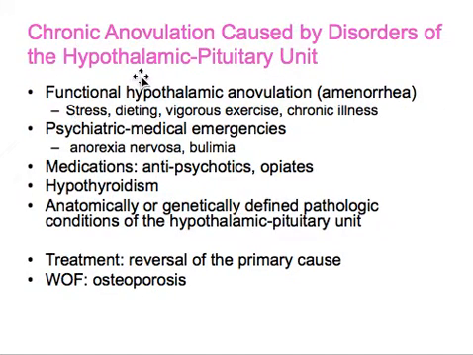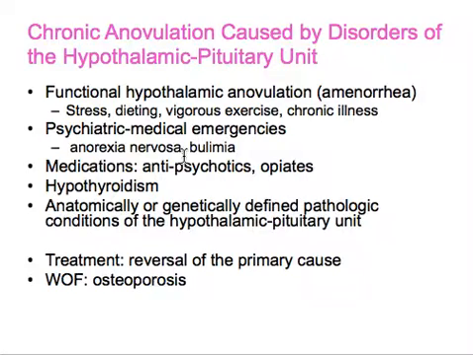So if the problem is in your hypothalamic pituitary unit, the most common is your functional hypothalamic anovulation or your functional hypothalamic amenorrhea. And this is usually very, very common in young female athletes or young female ballerinas who are under a lot of stress, who are always on dieting, very thin patients, or those who are required to do vigorous exercise, as I mentioned, athletes, or those with chronic illness. Some patients can have chronic anovulation because of psychiatric medical emergencies such as your anorexia nervosa.